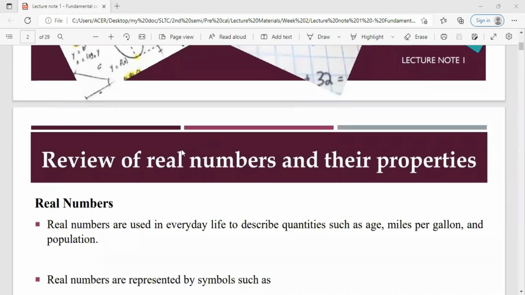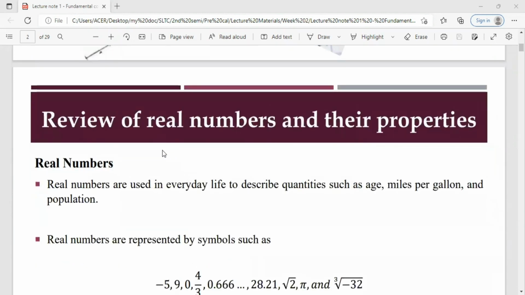So first of all, we need to see what real numbers are and their properties, right? You already deal with these real numbers. Real numbers in Sinhala name, Tatika Sankhya. Real numbers are used in everyday life to describe quantities such as age, miles per gallon, and population. So you already deal with these real numbers, right?